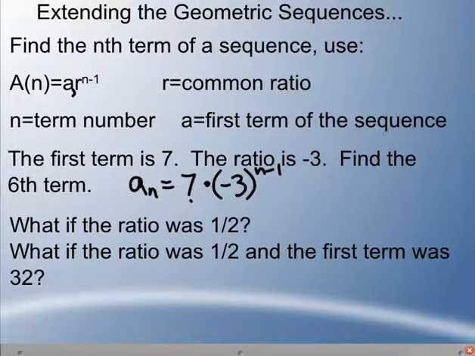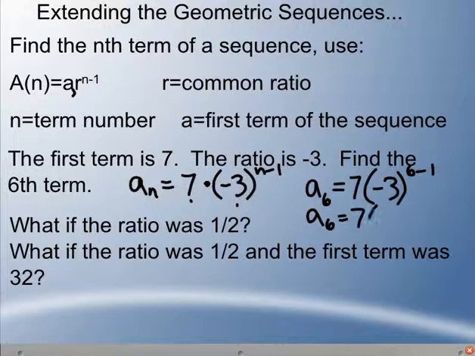The first term times the ratio to the n minus 1 power. And then I want to find the sixth term. That means that I want a sub 6. And wherever I see n, I now replace it with 6. So I say 7 times negative 3 to the 6 minus 1 power, which really means a sub 6 is equal to 7 times negative 3 to the 5th power.